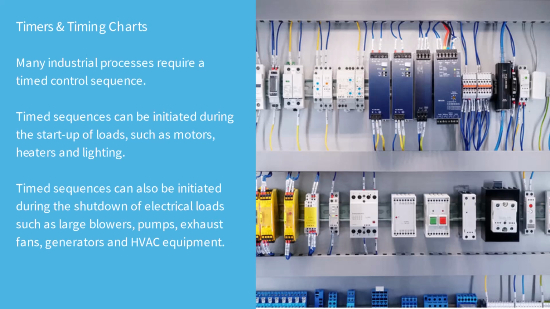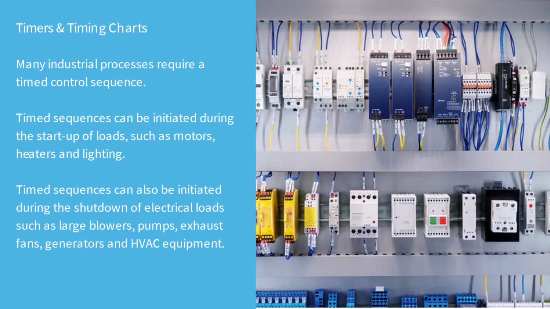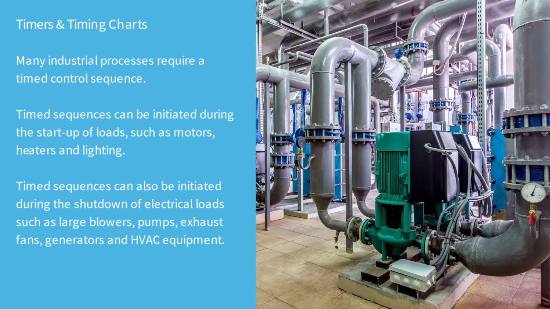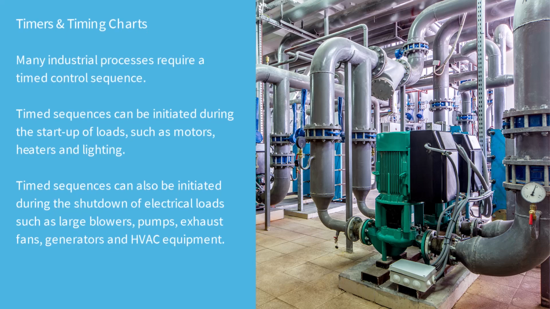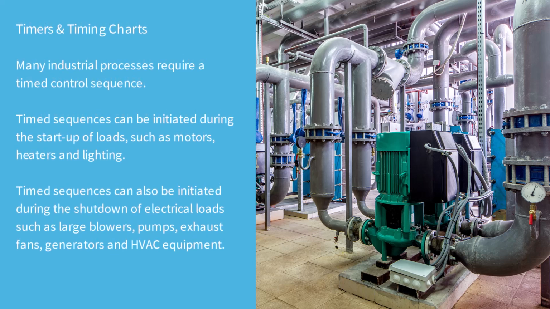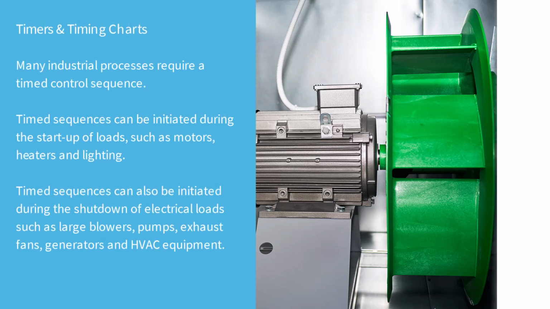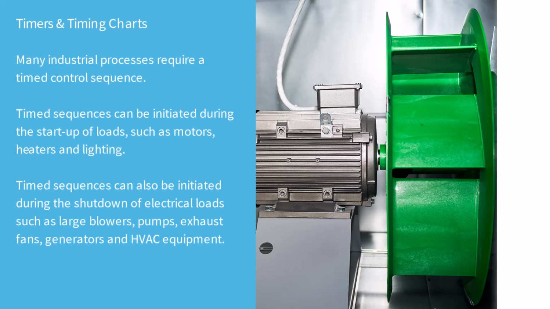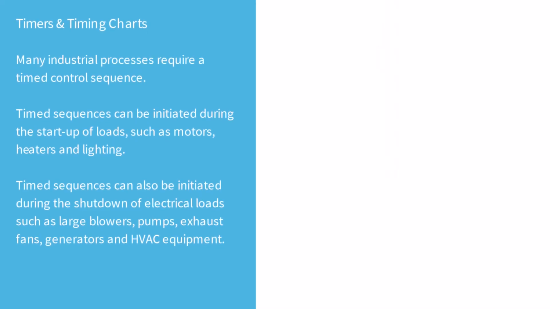Timers and timing charts. Many industrial processes require a timed control sequence. Timed sequences can be initiated during the startup of loads such as motors, heaters, and lighting. Timed sequences can also be initiated during the shutdown of electrical loads such as large blowers, pumps, exhaust fans, generators, and HVAC equipment.